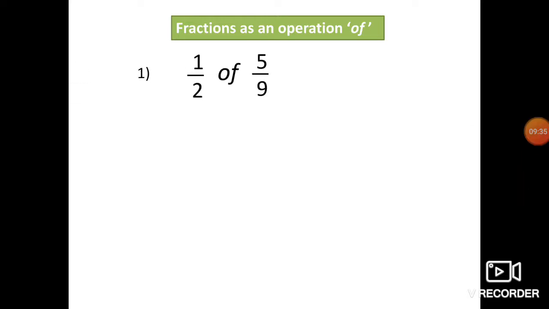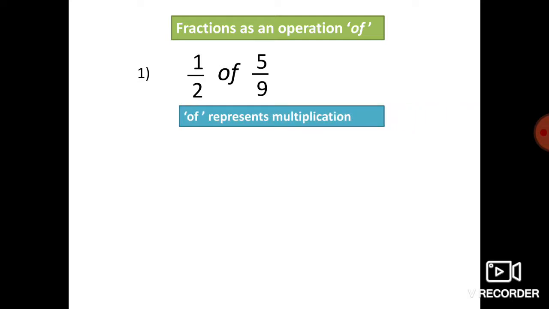1 into 5 is 5 by 8. Next. Fractions as an operation of. Listen, one example: 1 by 2 of 5 by 9. In maths, of represents multiplication. So we change this question: instead of of, we can use the multiplication sign. 1 by 2 into 5 by 9.